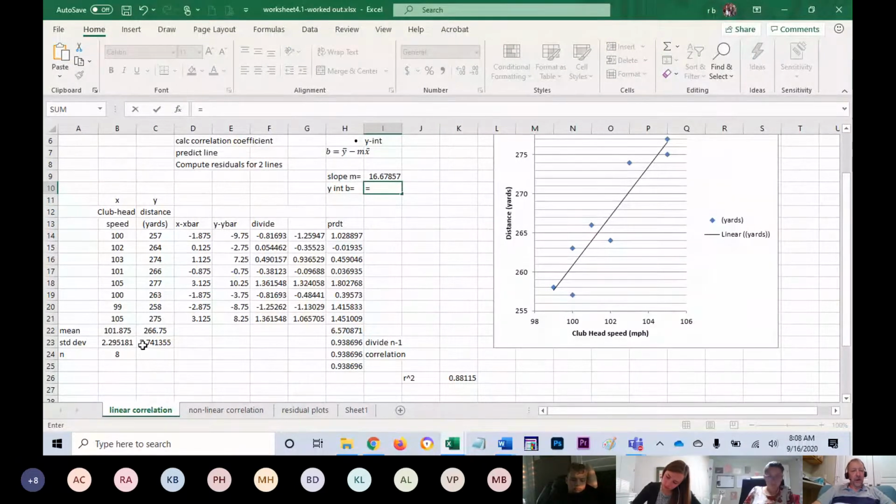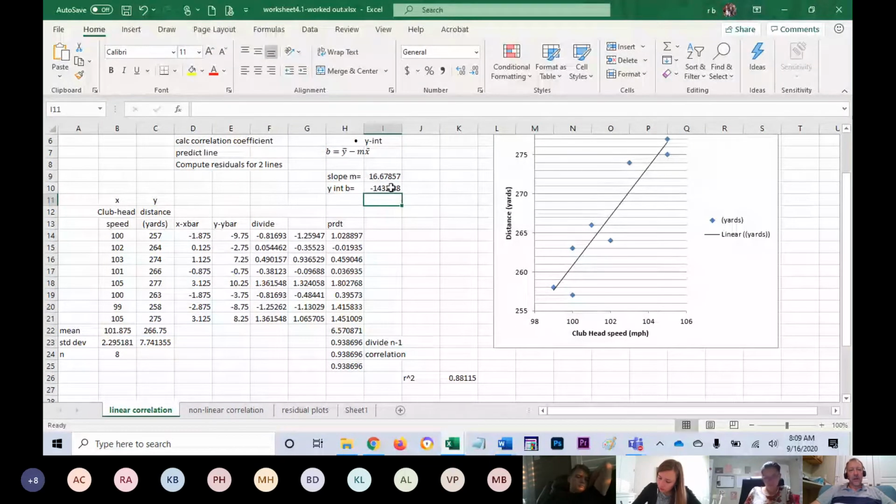Okay. Now your y-intercept, which we call b, that's simply y bar minus m times x bar. So y bar is going to be your mean for your y distance, minus the slope that we just found, which is 16.67857, times your x bar, which is 101.875. Okay.